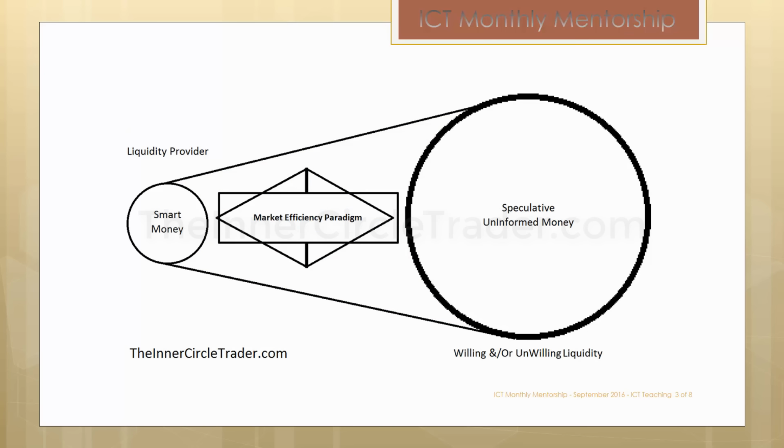Once we understand that there's two distinct perspectives, that's what creates the market efficiency paradigm. Both groups have their individual perspectives. The one that is smart money has the unique perspective of understanding already what the uninformed money is going to believe about the marketplace, and that gives them their edge. On top of that, they're actually in control of price.